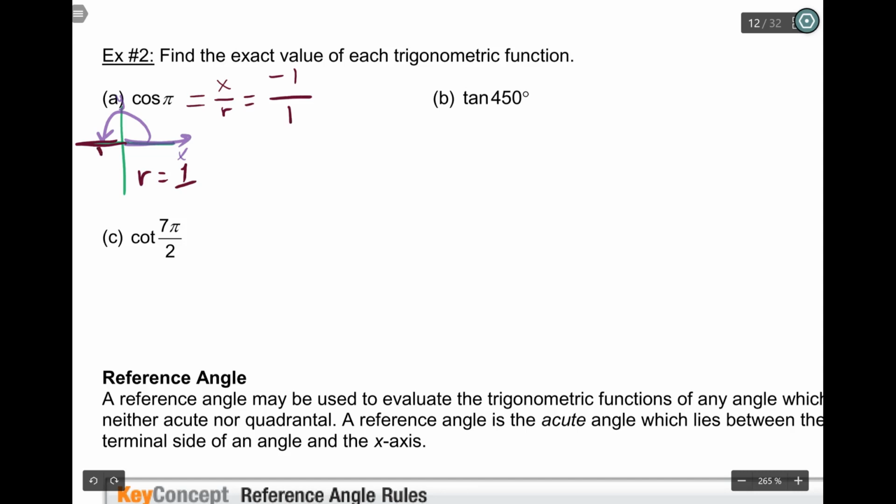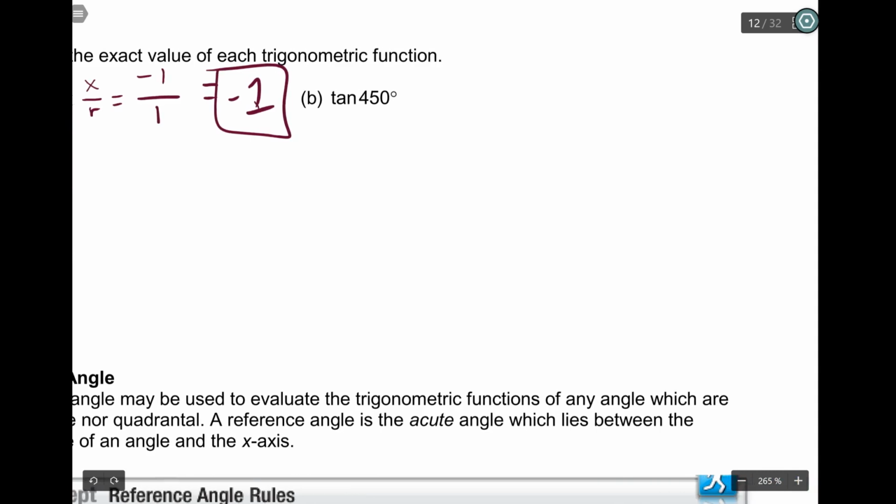Because we are on the left side of our x-axis, we're in the negative portion. And when we don't know how long our ray should be, our terminal ray, we will assume it has a unit value, which is 1. So our cosine of pi is equal to negative 1.